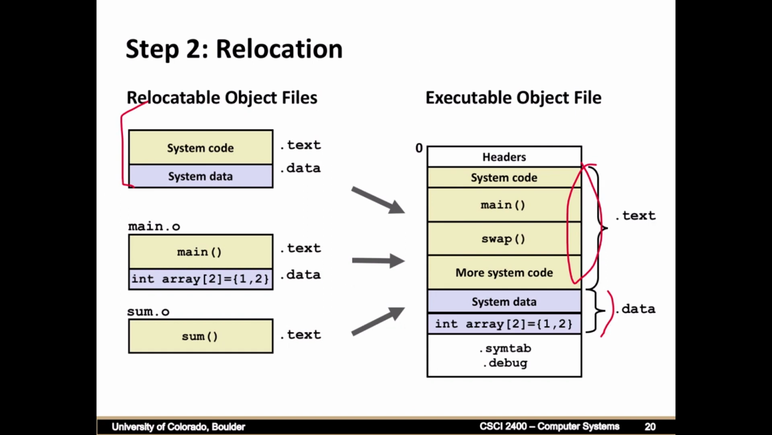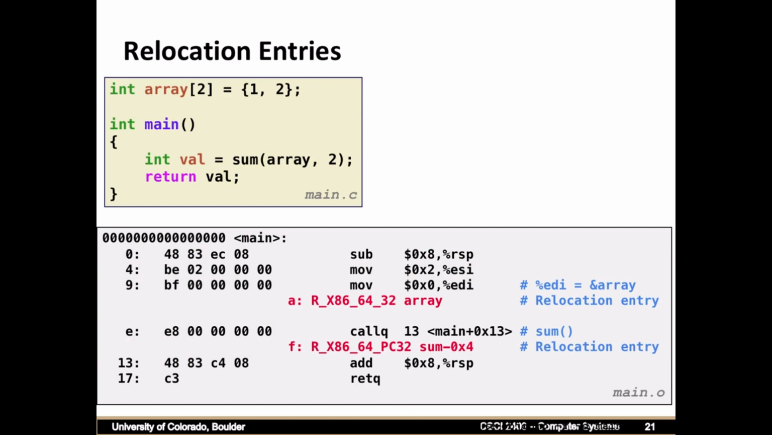So to be able to do this, we need to be able to relocate code. In other words, we need to combine it and lay it out to be in a specific part of the memory address space. This is done by having relocation entries. So here we have a call to sum and a use of array. This is the use of the array. We're loading the global variable array.